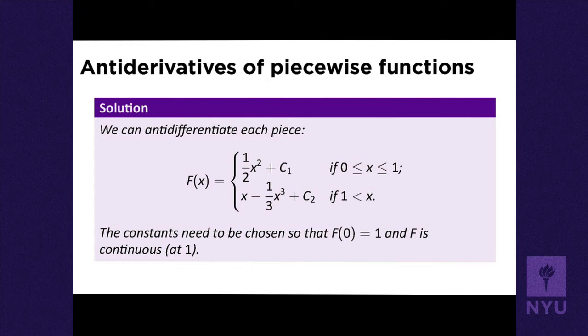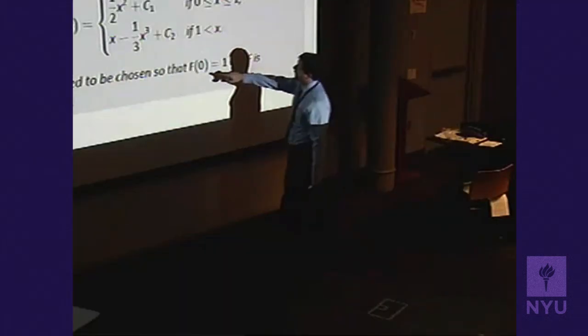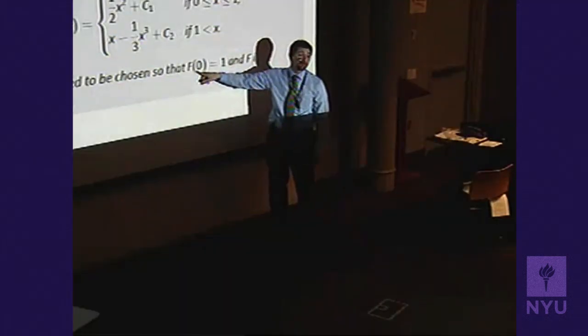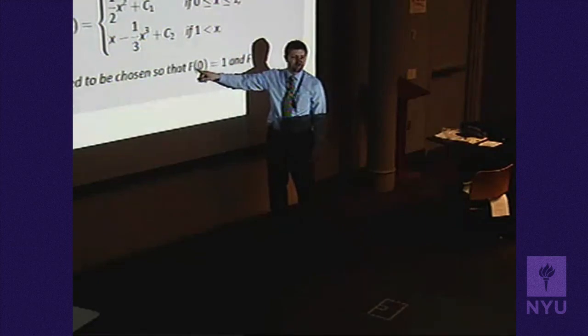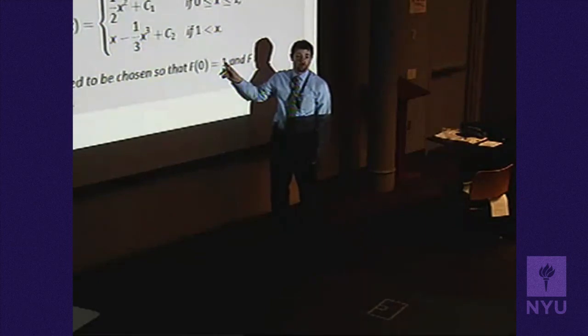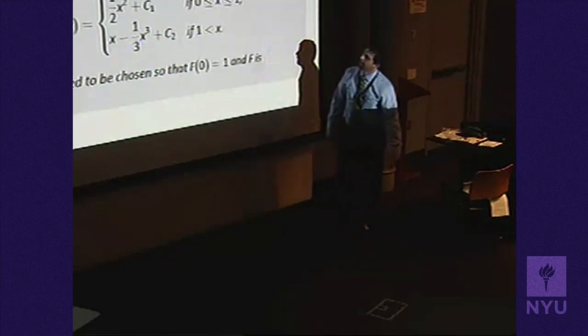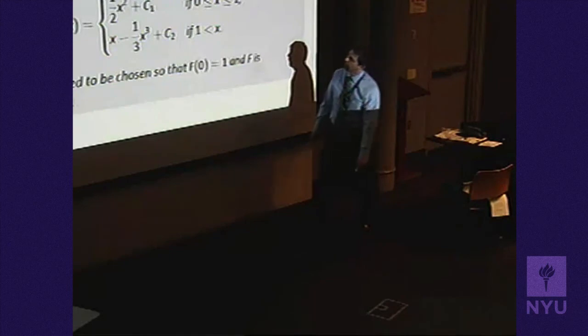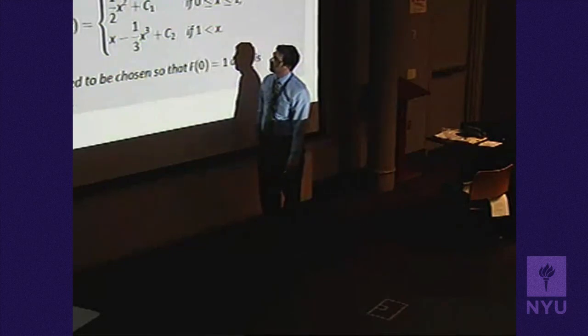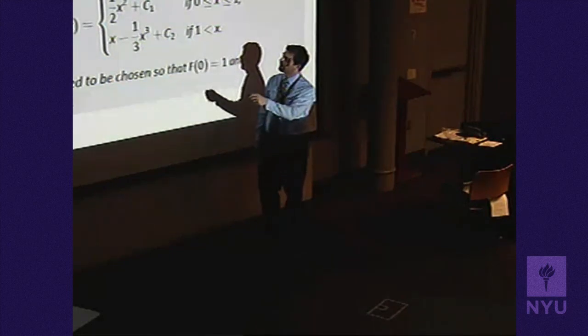Now, this is supposed to be an antiderivative, so it has to be differentiable, and in particular, it has to be continuous. So I need to adjust my constants so that I get a continuous function. We have this information that we're supposed to find an antiderivative where the value at 0 is equal to 1, and it's got to be continuous if it's going to be differentiable. So the fact that f of 0 is supposed to be 1, does that tell me anything about these two constants?